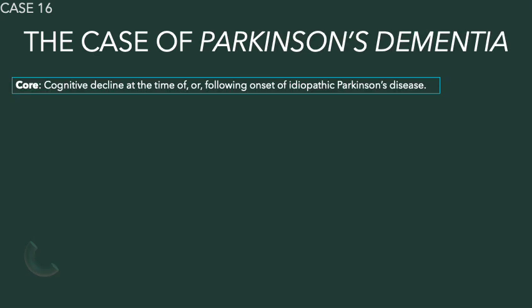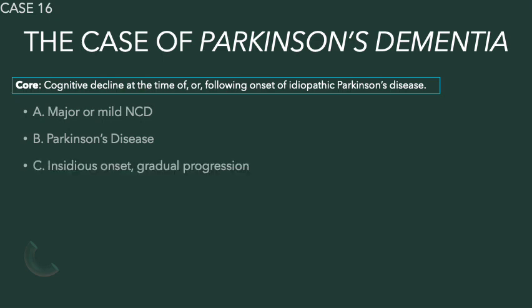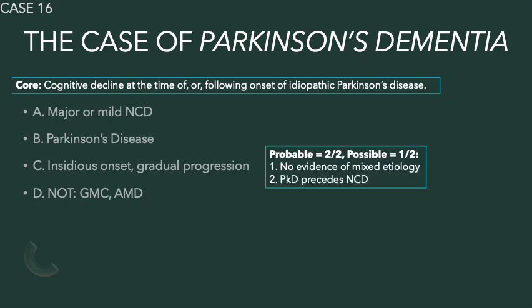The core feature of Parkinson's disease dementia is cognitive decline at the time of or following onset of idiopathic Parkinson's disease. Criteria include major or mild neurocognitive disorder, Parkinson's disease, insidious onset and gradual progression, and it's not due to a general medical condition or other mental disorder. Probable Parkinson's dementia means that 2 out of the 2 following are present. Possible means that 1 of the 2 are present. Number 1, no evidence of mixed etiology, and number 2, Parkinson's disease precedes neurocognitive disorder.